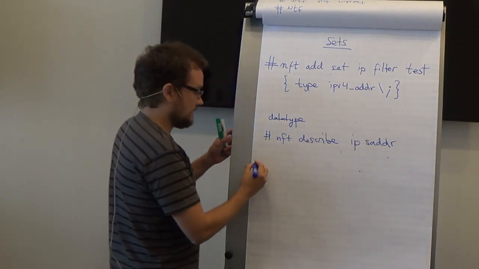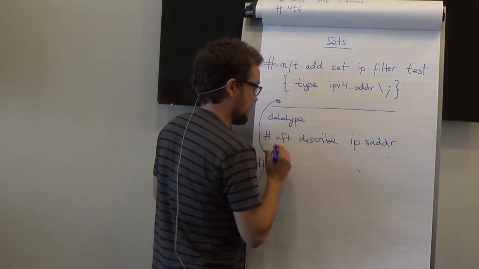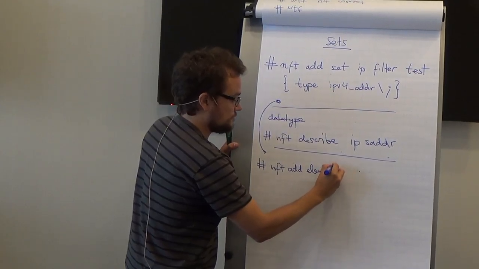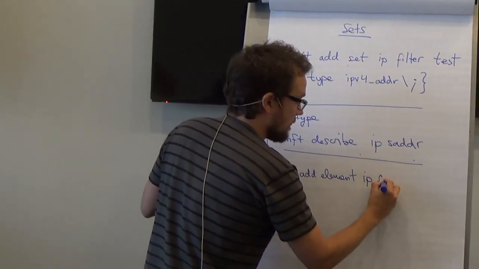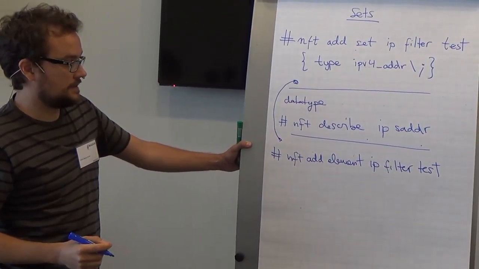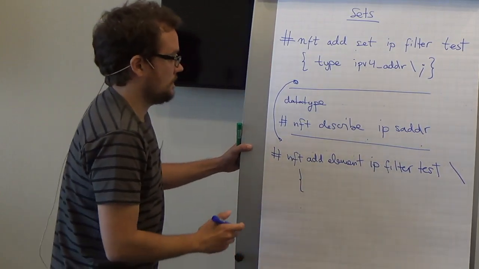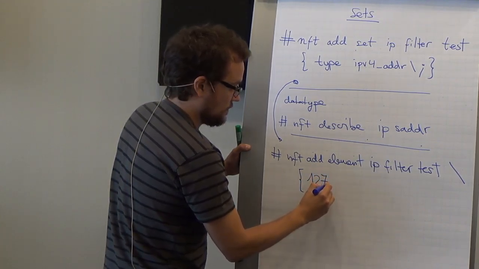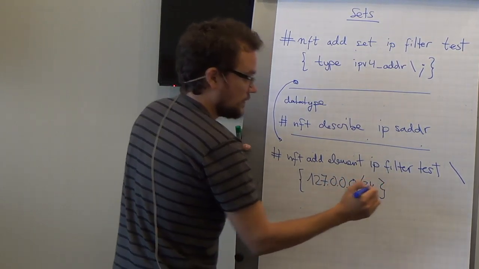So we can now add elements. So I'm going to skip these. Now to add elements again, the handle, so we know what test we are working with. And now, let's see if the prefix works.